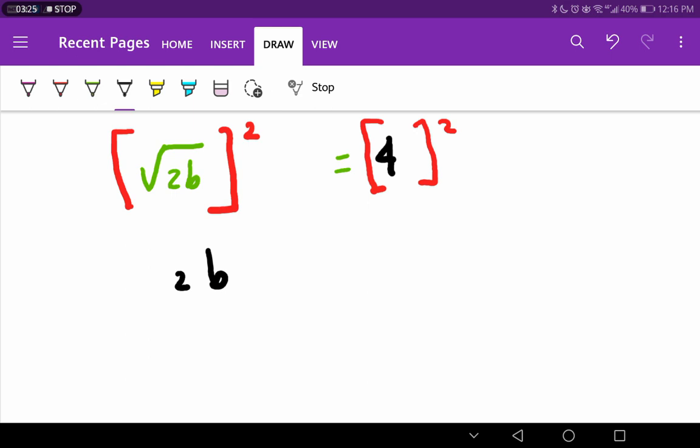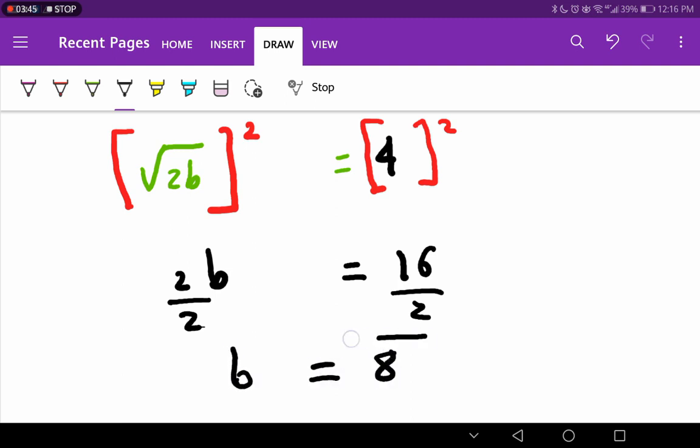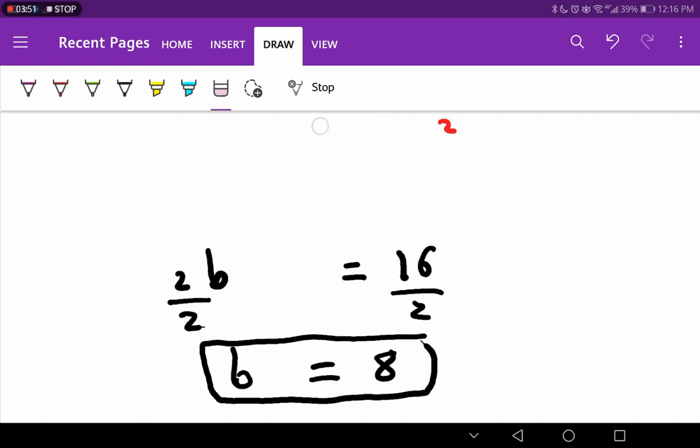So I now have 2b equals 4 to the power of 2, which is not 8. A common mistake is they multiply 4 times 2. Yes, a lot of students did that. They keep on doing it. It is 4 times 4, which is 16. Now I need to get rid of the 2 by dividing by 2. So b equals 8. So the b comes down alone and happy. Now this is the solution. Good, nice.